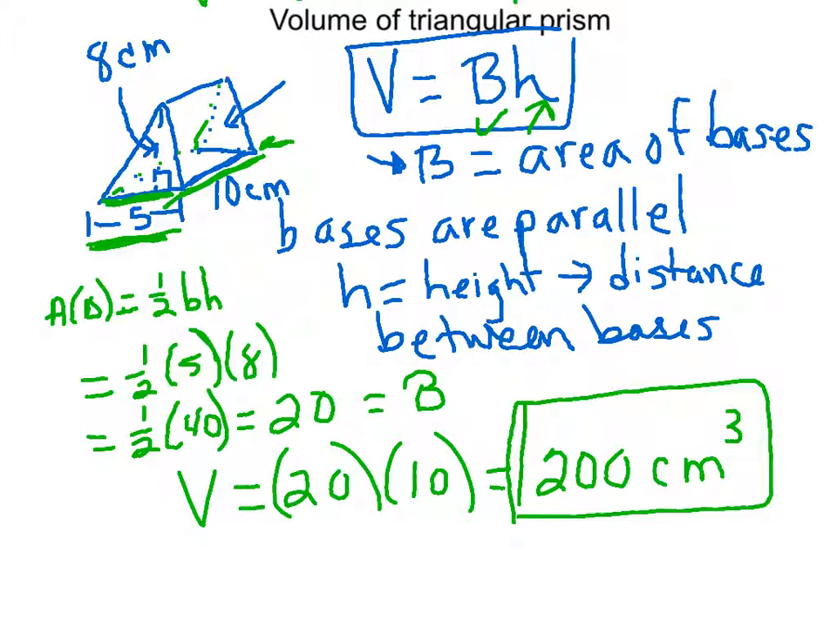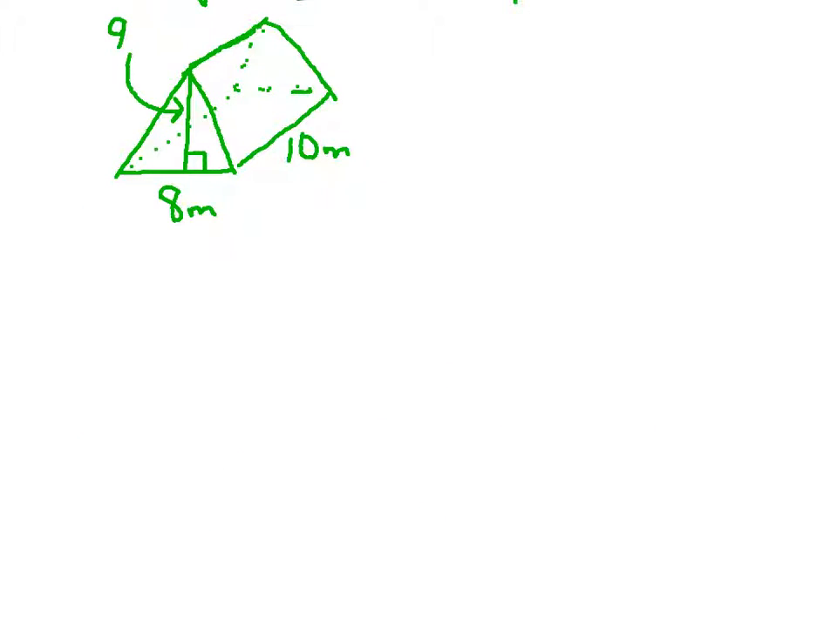Let's try another one. Alright, so here's our next triangular prism. Again, this topic is all going to deal with triangular prisms, so it's kind of a dead giveaway that our bases are triangular. But again, you can see that the bases are parallel to each other. The one in the back there is parallel to the one in the front. Same formula as before, base area times the distance between the bases.